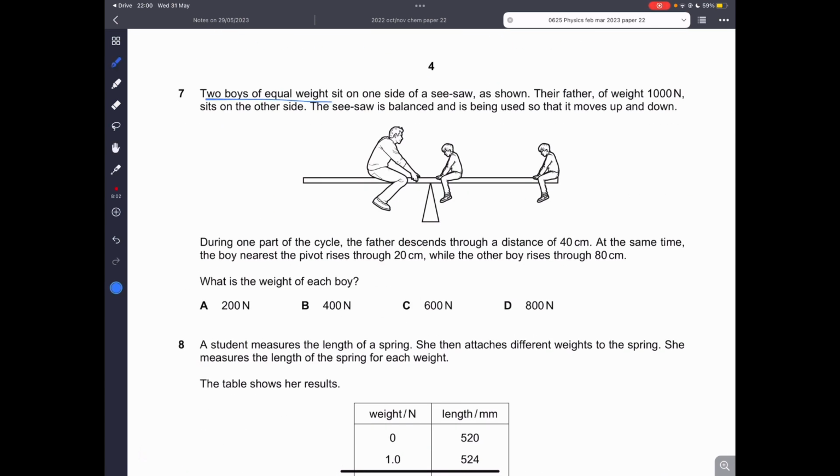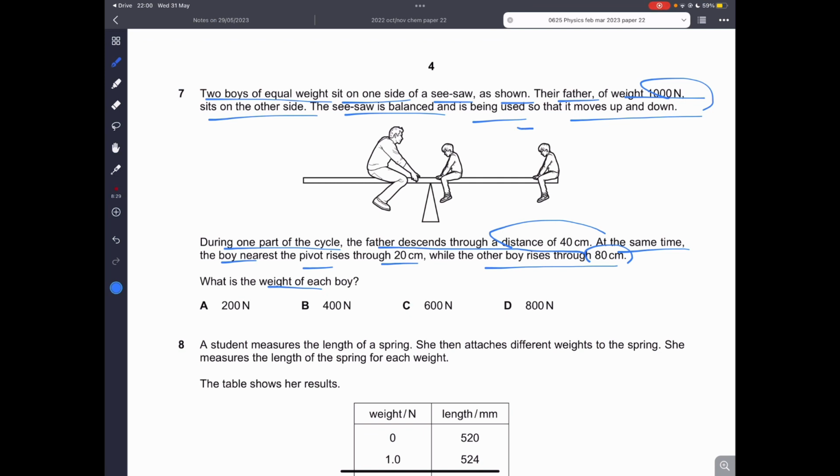Question number 7. There are 2 boys of equal weight sitting on one side of a seesaw as shown. The father of weight 1000 newtons sits on the other side. The seesaw is balanced and is being used so that it moves up and down. During one part of the cycle, the father descends through a distance of 40 centimeters. At the same time, the boy near the pivot rises through 20 centimeters, while the other boy rises through 80 centimeters. What is the weight of each boy?